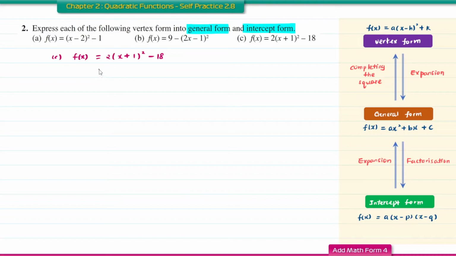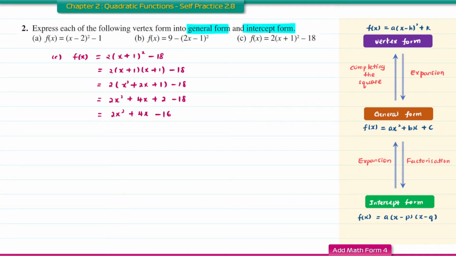Question C. First we're going to expand the bracket part here, which is the x plus 1. So here you're going to have x squared plus 2x plus 1 minus 18. Then we're going to multiply this with the number 2 at the front. So plus 4x plus 2 minus 18. Here 2 minus 18 is negative 16. So this part here is the quadratic function written in general form.